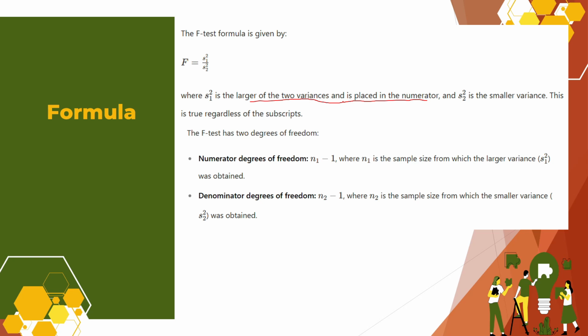The F test has 2 degrees of freedom. The numerator is n sub 1 minus 1, where n1 is the sample from which the larger variance was obtained, and n2 is the sample from which the smaller variance was obtained.